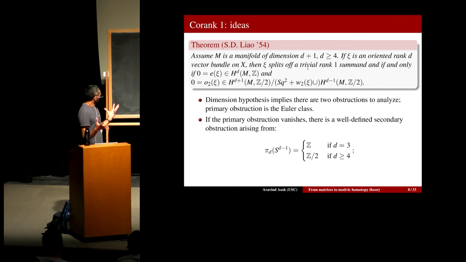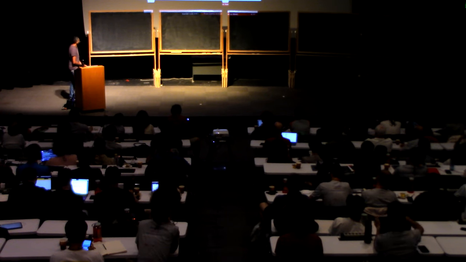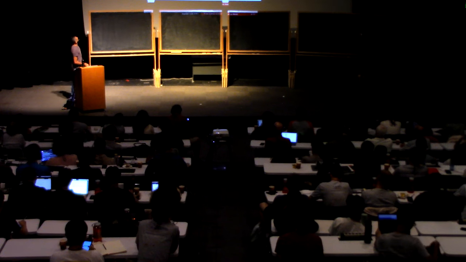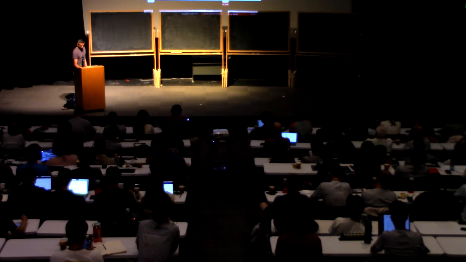OK, so what I want you to take away from this is that when you study these splitting problems, because of the form of the homotopy of the sphere, we're going to find ourselves in different situations that are either stable or unstable. And so here we see, if you can see it, the situation is stable if d is bigger than or equal to 4, and unstable when d is equal to 3.